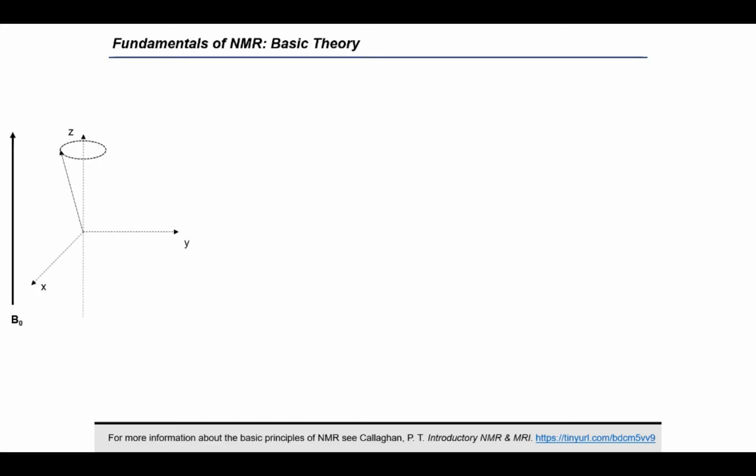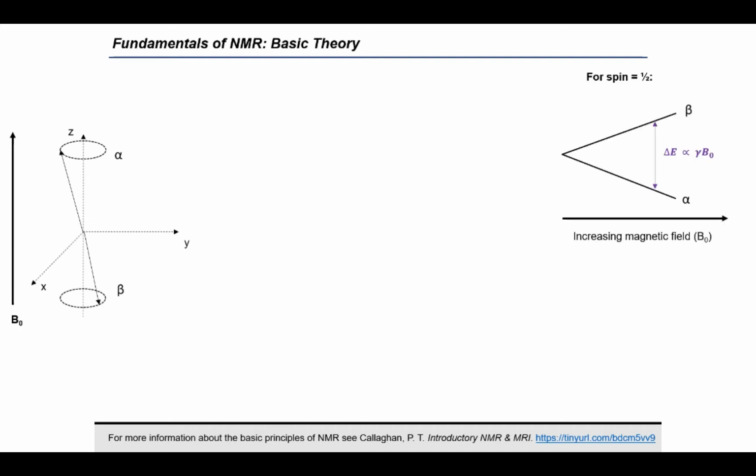Now, for a spin-half nuclei, like most of the nuclei relevant to organic chemists that we look at in NMR, there are two energy states it can have. It can precess in the same direction as the magnetic field, like we've shown here, or it can line up against the magnetic field, like here, and we call these the alpha and the beta states. Now, the alpha state is going to be lower in energy than the beta state, and the difference in energy between them is going to be a function of the magnetic field that we've put them into.